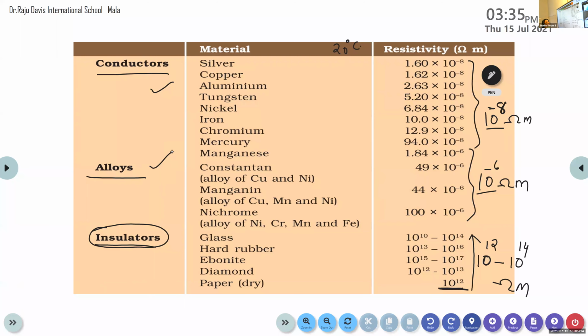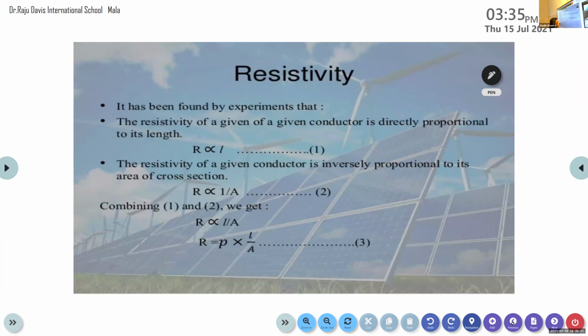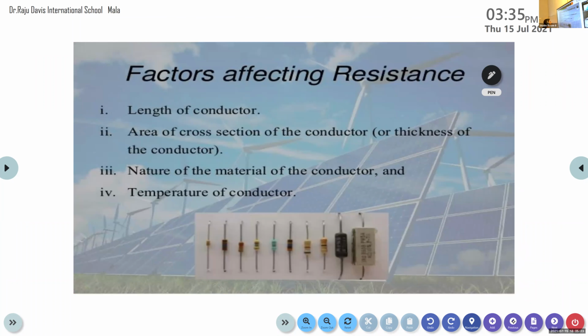So here we are discussing the factors affecting the value of resistance. There are 4 factors that mainly affect the value of resistance. What are they? Length of the conductor, area of cross section of the conductor, nature of the material of the conductor, and finally the temperature.